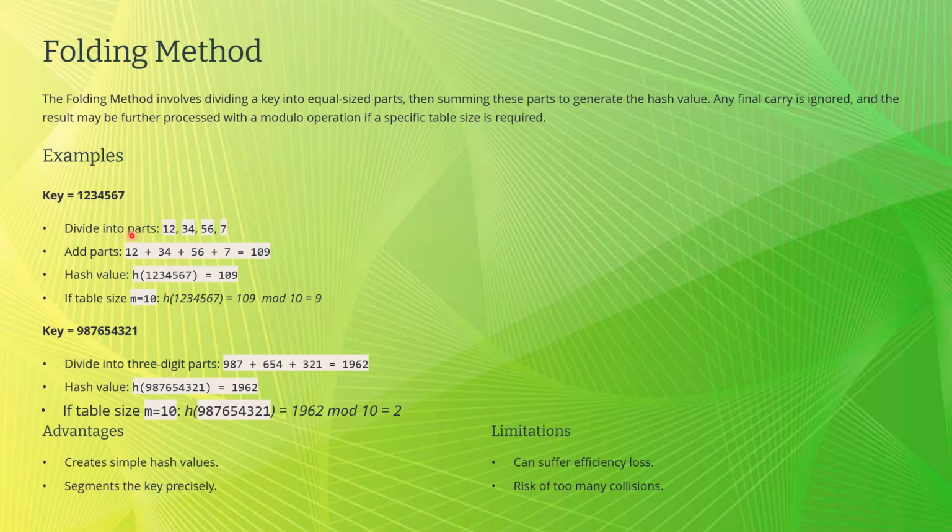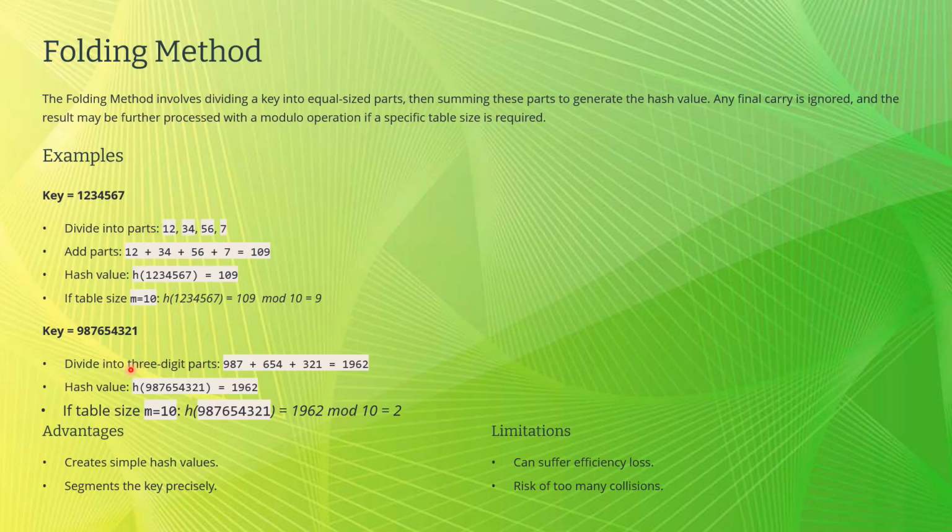Here we divide it into parts: 12, 34, 56 and 7. Now add the parts, 12 plus 34 plus 56 plus 7 equal to 109. The hash value h of 1, 2, 3, 4, 5, 6, 7 is equal to 109. If the table size m is equal to 10, then 109 mod 10 is equal to 9. This is the equivalent hash value for the input key 1, 2, 3, 4, 5, 6, 7.